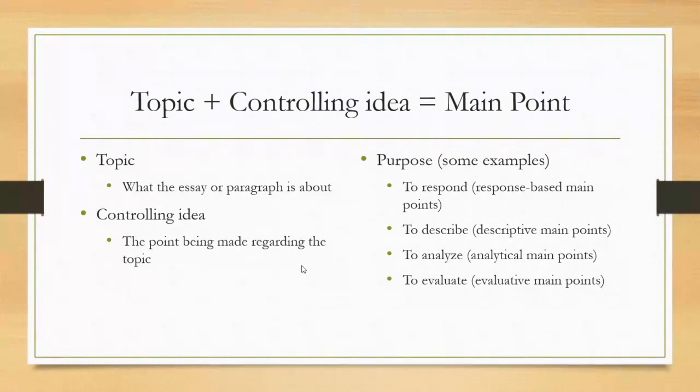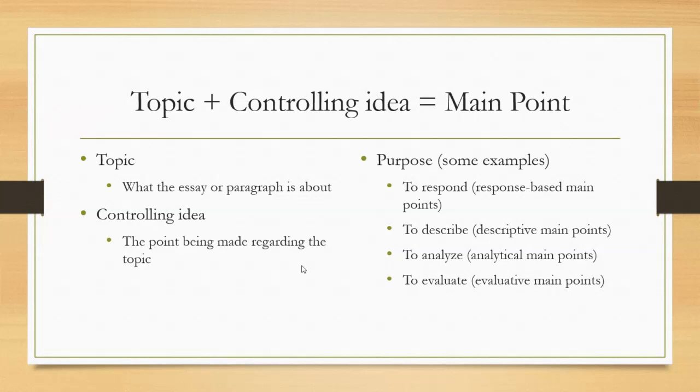So let's look at each of those parts. A topic is what the essay or the paragraph is about. If we have a topic and a controlling idea, then we have a main point. It depends on whether that main point is for the entire essay or for a paragraph. If it's for an entire essay, we call it a thesis statement. If it's for a paragraph, then we would call it a topic sentence. A topic is what the essay or paragraph is about, and the controlling idea is the point that's being made regarding the topic. So it is essentially the most crucial part of our main point.